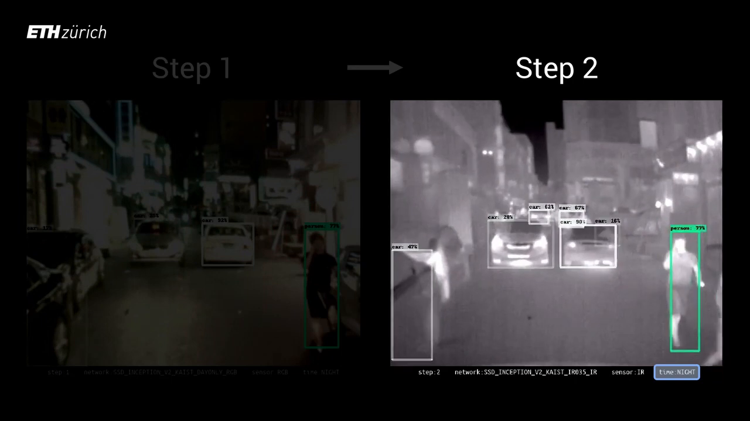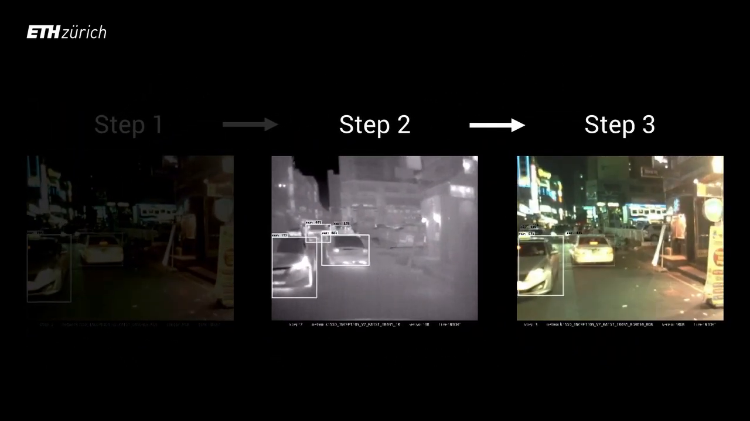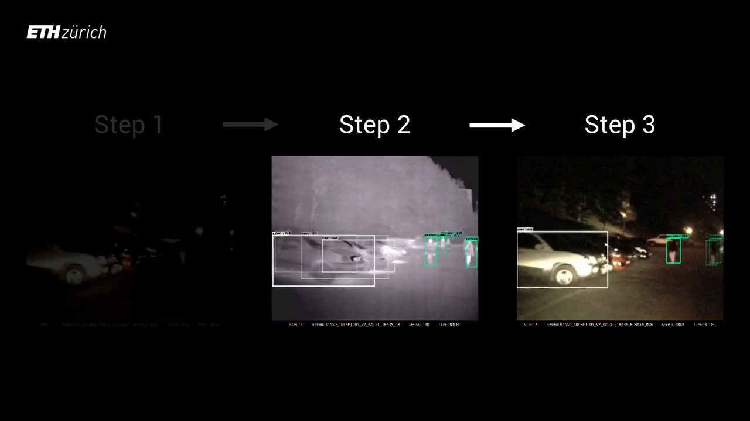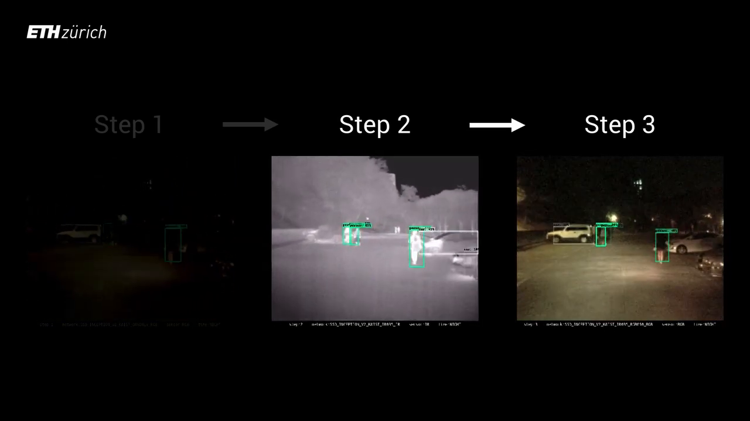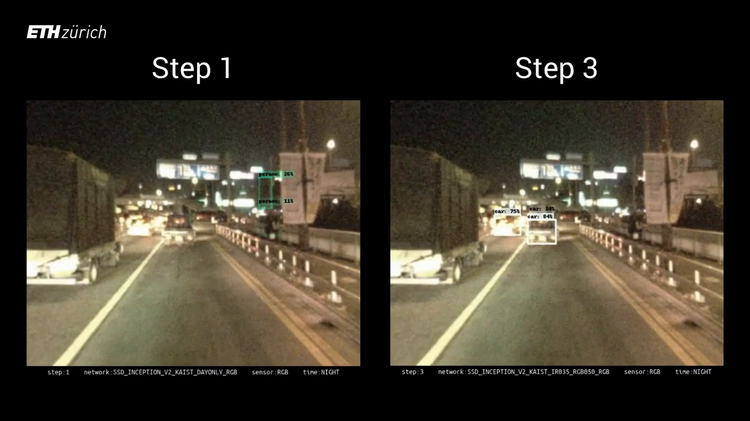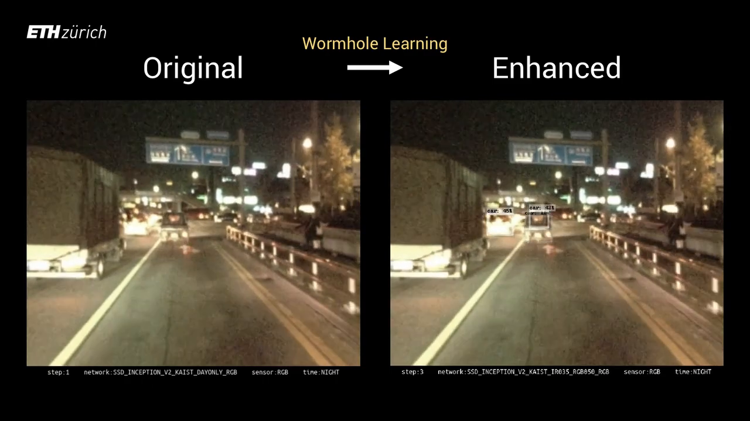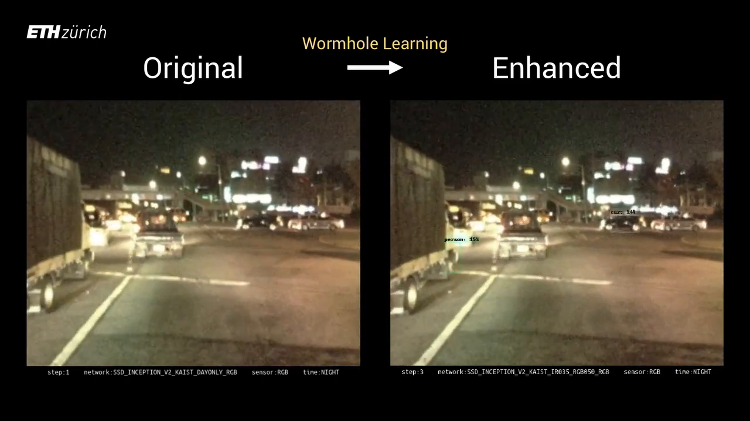As before, we generate labels at night using the IR detector and transfer them back to the RGB domain. Using the joint data of annotations during daytime and labels generated in a semi-supervised fashion at night, we train the enhanced RGB detector. In this comparison, we can see the original detector on the left and the enhanced detector trained using wormhole learning on the right, performing at night.